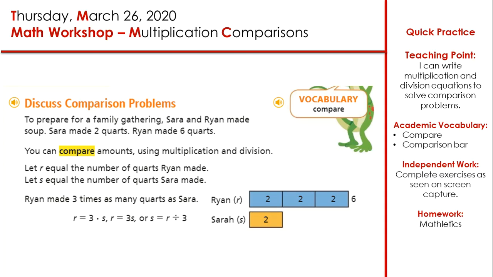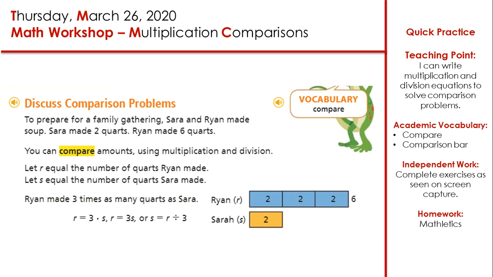So this means that we need to read, but if we don't get it the first time, we reread and we highlight those keywords that tell us what the operation might be. So Ryan made 3 times. 3 times? That sounds a lot like multiplication right there. As many quarts as Sarah. But just because it sounds like multiplication, it doesn't mean that I can't try division, because I know that the inverse operation of multiplication is division. So that way I can relate them and actually come up with my answer with either of these two.